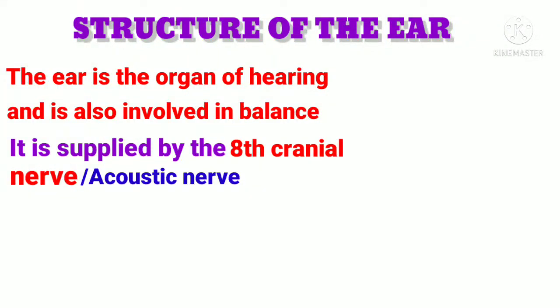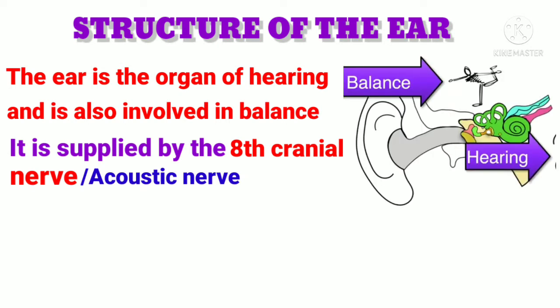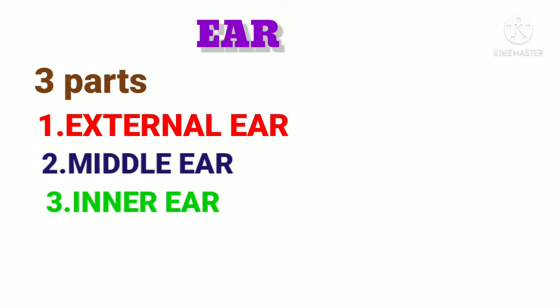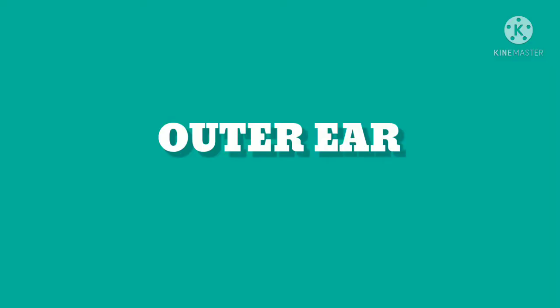In this video, we will be learning about the ear in detail. The ear is the organ of hearing and is also involved in balance. It is supplied by the 8th cranial nerve, which is also called the acoustic nerve. Now we will learn about the ear. The ear is divided into 3 parts: outer ear, middle ear and the inner ear.